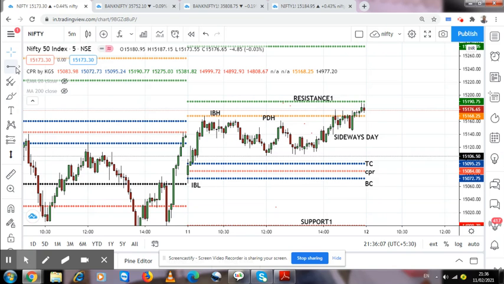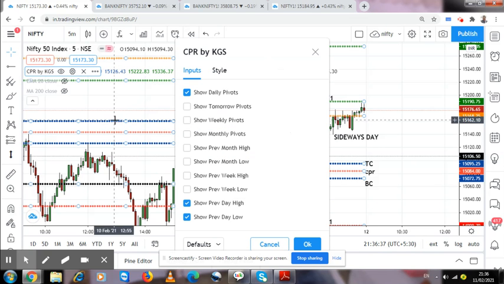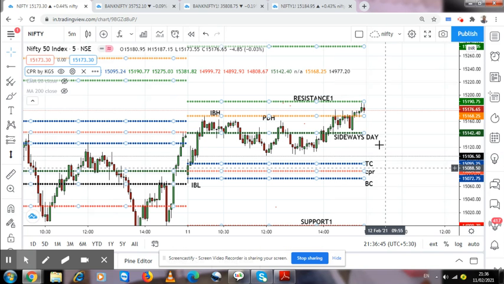This is basically a TradingView platform. You can find this central pivot range by various programmers over there. You can go and search here, you will find it under indicators. You can search here and plot the central pivot range. Now what I'm going to do is plot tomorrow's pivot. I just wanted to see what is the expected range for the central pivot tomorrow.